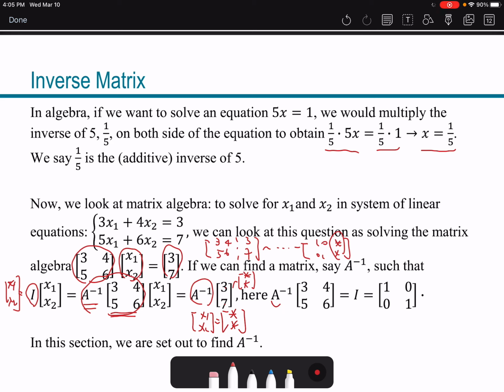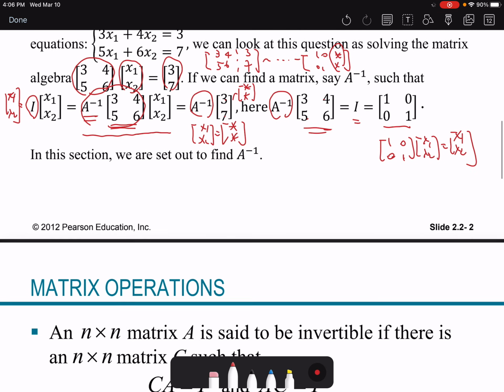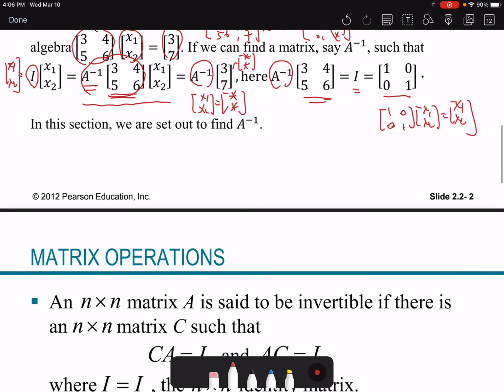So what's A inverse? A inverse times 3, 4, 5, 6 results in an identity matrix, which is 1, 0, 0, 1. Because it's an identity matrix, that should give you x1, x2. So the left-hand side of this equation will be x1, x2. The right-hand side will just be the solution for x1, x2. So in this section, we set out to find A inverse.